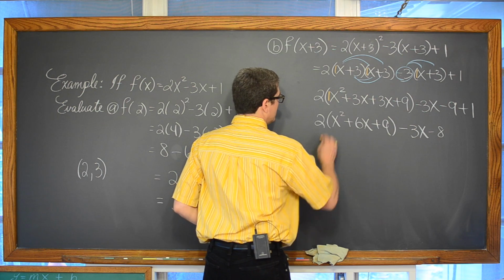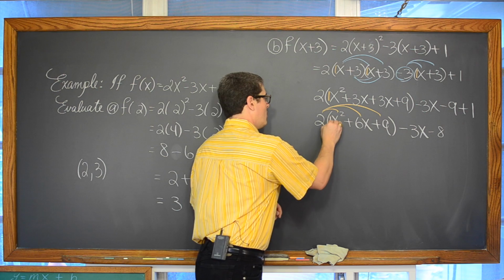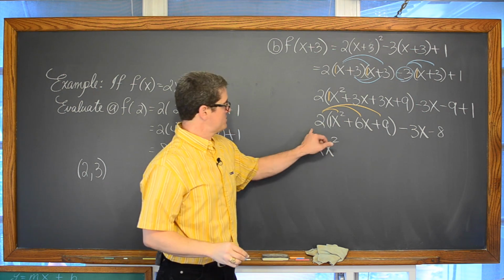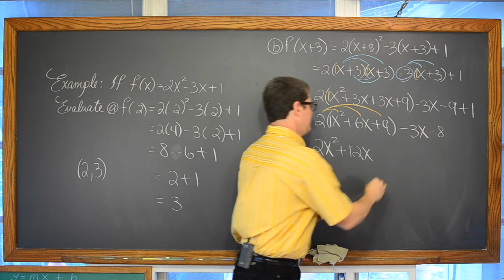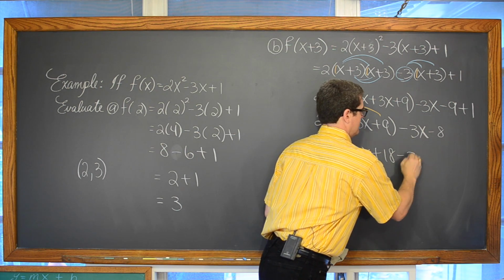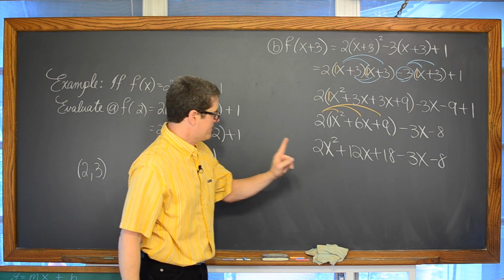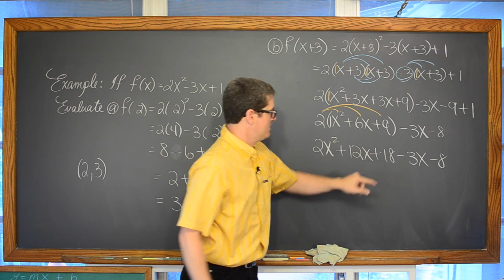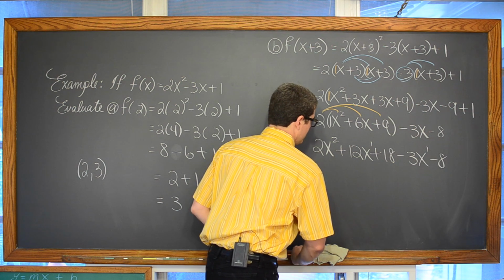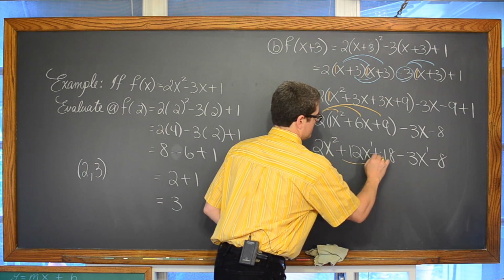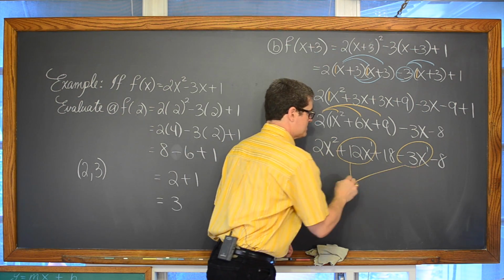We're now going to distribute this positive 2 through the parentheses. 2 times 1 is 2x squared. 2 times 6 is 12. 2 times 9 is 18. And minus 3x minus 8. And now we have a like term. Let's see here. We have an x to the first here and an x to the first there. We're going to combine those like terms of positive 12 and negative 3x.